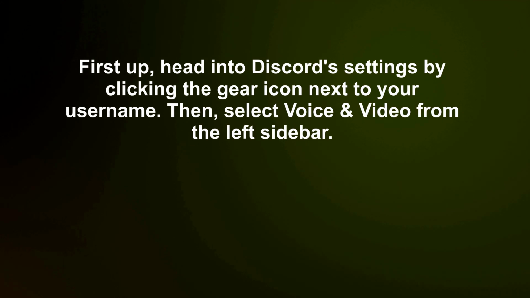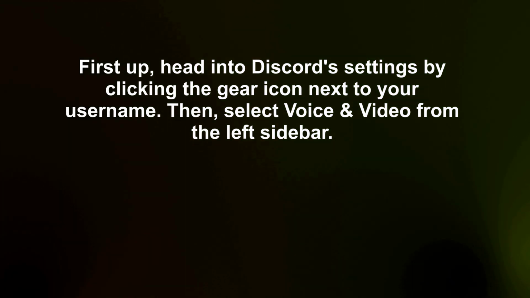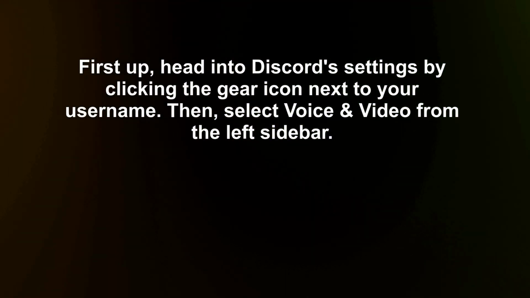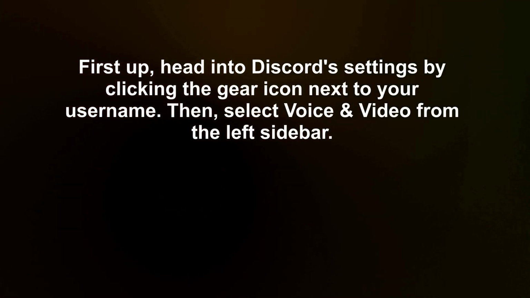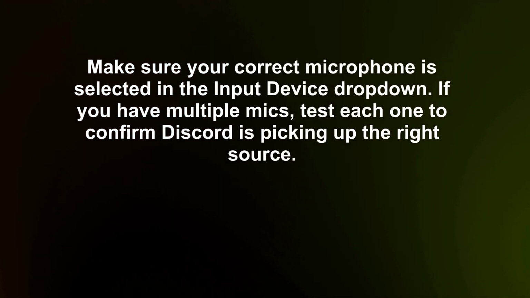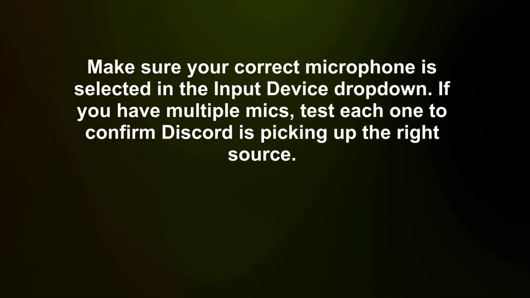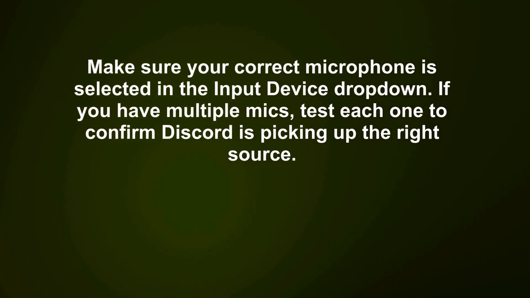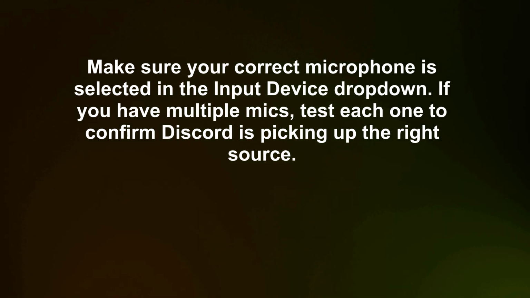First up, head into Discord's settings by clicking the gear icon next to your username. Then, select Voice and Video from the left sidebar. Make sure your correct microphone is selected in the input device dropdown. If you have multiple mics, test each one to confirm Discord is picking up the right source.